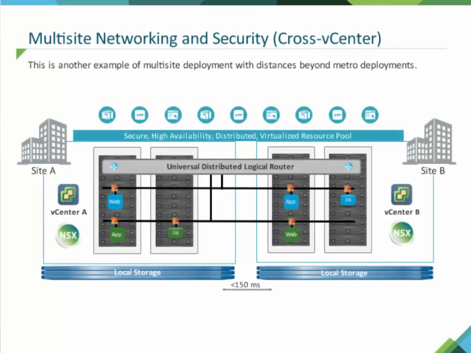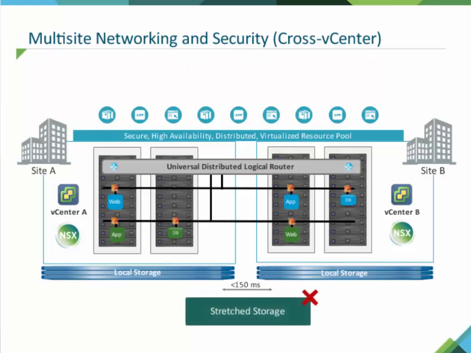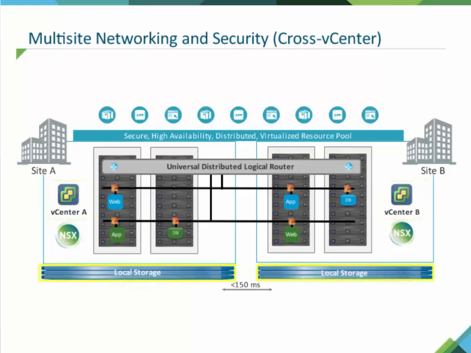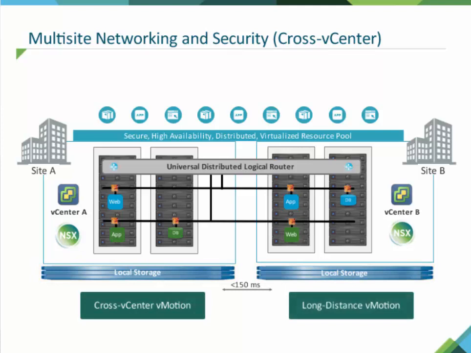This is another example of multi-site deployment with distances beyond metro deployments. Due to distance limitations, a stretched storage is not an option in such deployments. Instead of single vCenter over a stretched storage, there are two vCenter deployments and storage is not stretched. With cross vCenter vMotion and long distance vMotion supporting 150 milliseconds RTT, customers with these deployments can create a pool of capacity across a longer distance and provide logical connectivity with VMware NSX.